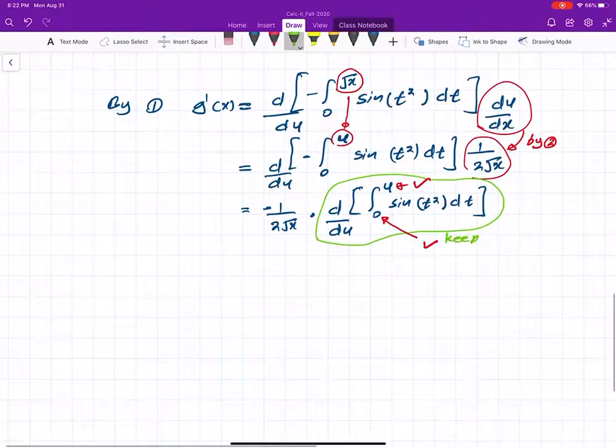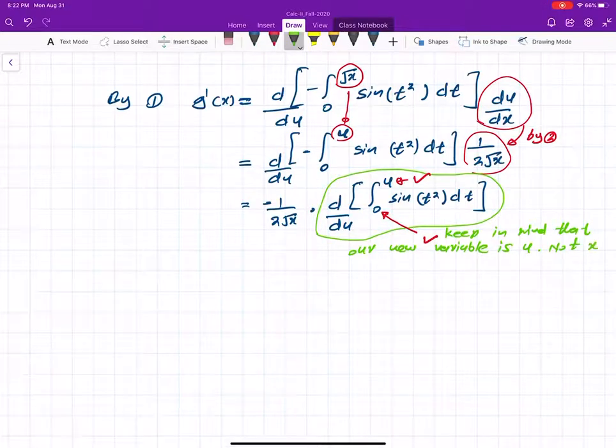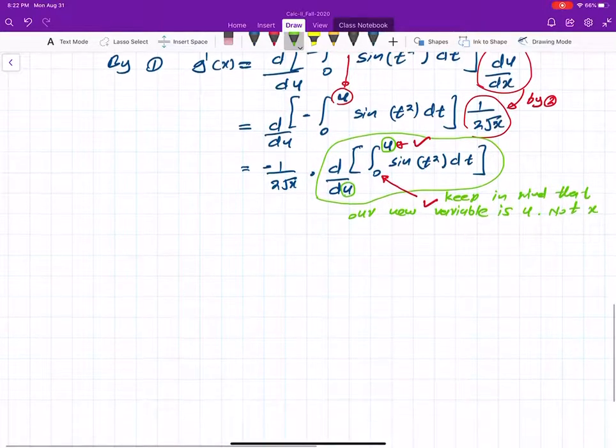Let me write that. Keep in mind that our new variable is u, not x. U here and u there. We have to make sure the upper limit is just u, and the lower limit is a constant. Now we can directly apply the fundamental theorem of calculus.